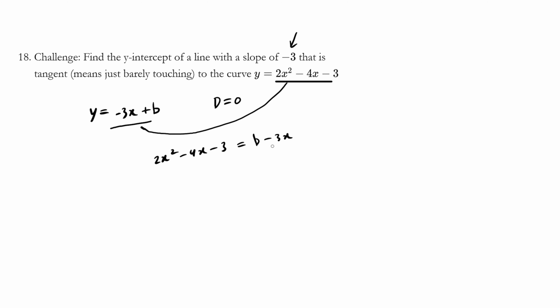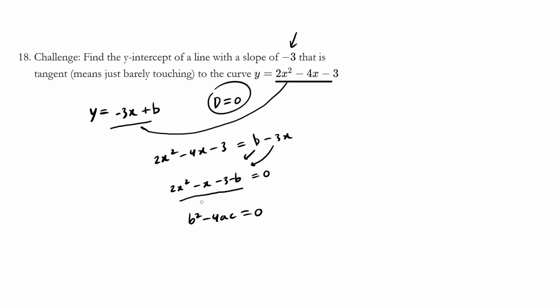And so let's throw everything over to one side. So we have 2x squared minus 4x plus 3x is minus x, minus 3 minus b equals 0. So we're trying to solve by making these equal to each other, but we know that for this newly formed quadratic the discriminant equals 0. So b squared minus 4ac equals 0.